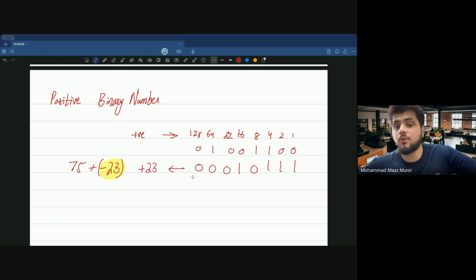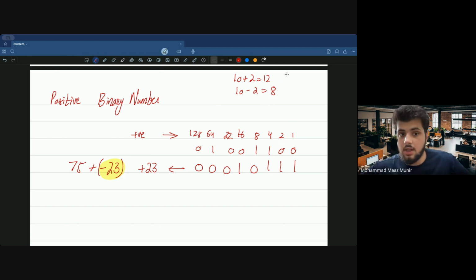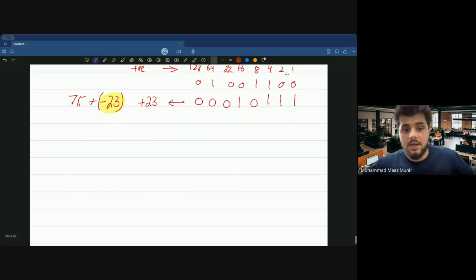I don't need a positive 23. We all know there is a difference between plus 2 and minus 2. 10 plus 2 gives me 12, whereas 10 minus 2 gives me 8. So there's a difference between the two, and we need to take this into consideration. But now we need to understand, how can I tell the computer that I will be dealing with negative numbers? That's the concept we are going to be studying today, and it's known as the 2's complement.